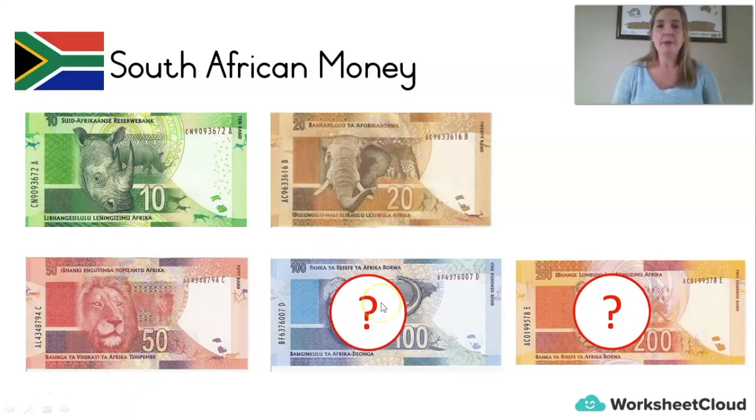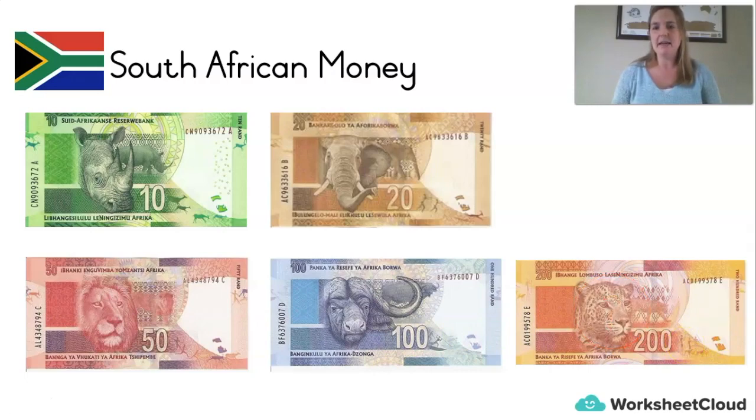How about the blue one? How much is that worth? 100 Rand. And what animal is on here? The buffalo. Let's look at this note over here. The last one, the 200 Rand. What is it? It's a leopard. Yes, the leopard note.